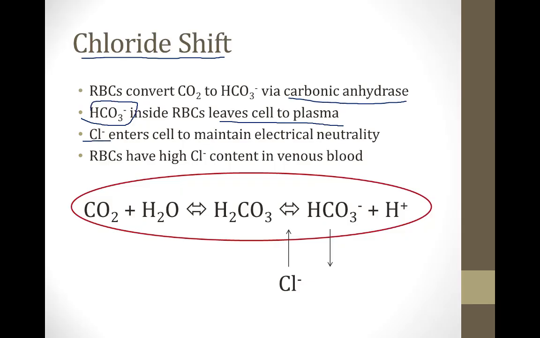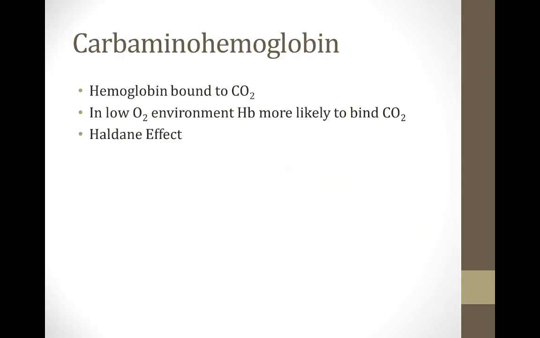So chloride enters the cell to maintain electrical neutrality, and the result is that red blood cells have a very high chloride content, especially in the venous blood. So on the venous side, red blood cells have picked up a lot of CO2. I've shown that down here in this picture. It's been converted to bicarbonate and acid, and then the bicarbonate diffuses out of the red cell, and chloride enters, and this keeps the amount of positive and negatively charged ions inside the red cell equal, and that's called the chloride shift.